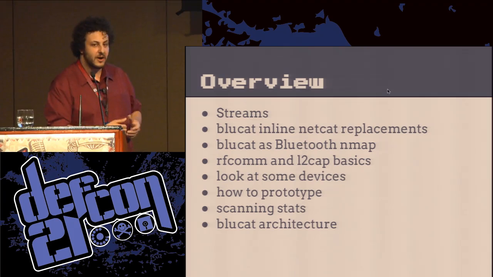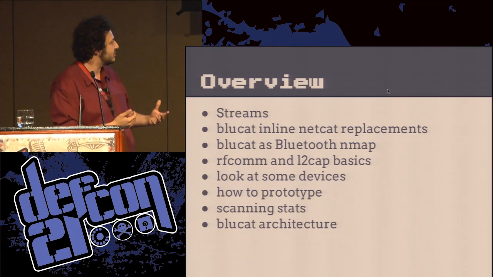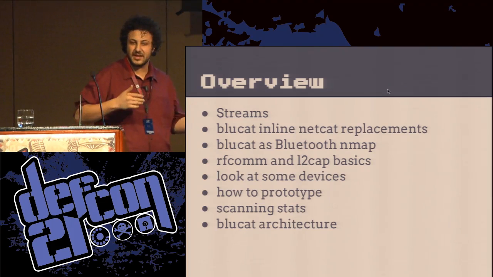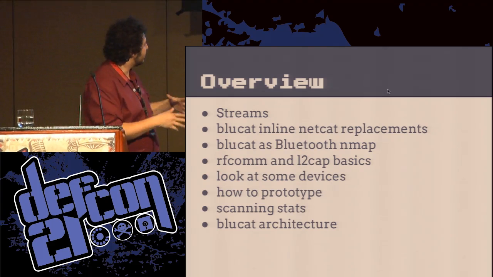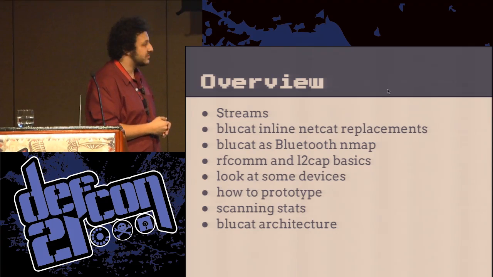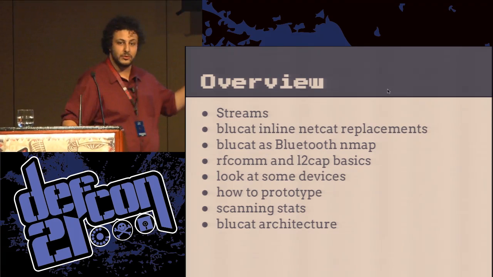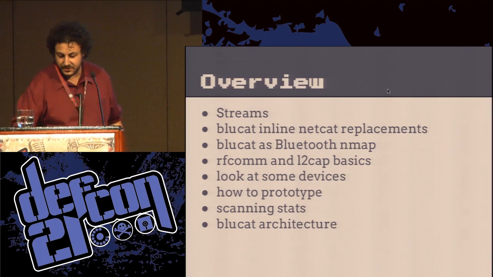And then basically, we're only going to talk about RFCOMM and L2CAP. Those are the only things that really are understood by Blucat because they make sense. You have port numbers and you can talk to them directly. Then we're going to look at some devices with Blucat and see how you'd examine other devices with Blucat, how to prototype some stuff really quick, some stats I've generated while scanning, and then if we have time, the architecture of how Blucat works on tons of architectures, right?